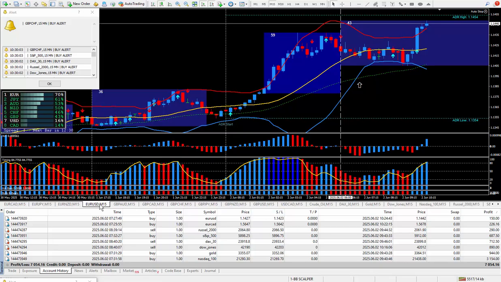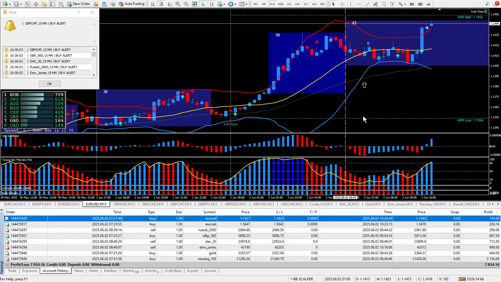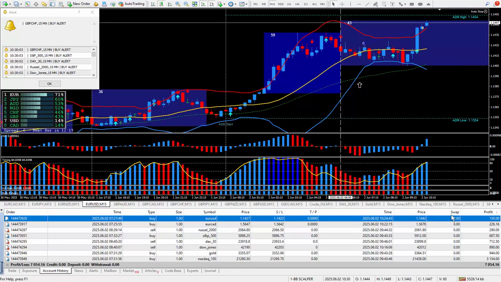Okay, let's run a check on these. First one is the euro dollar. Gonna just drag and drop this up, see where I got in at. Bought it here, went a little down, a little bit flat till finally it took off.